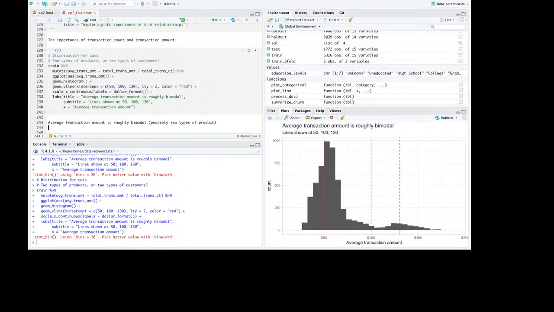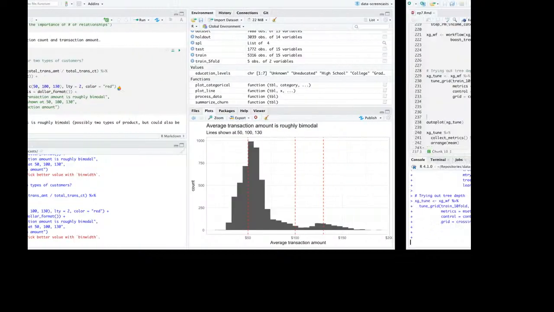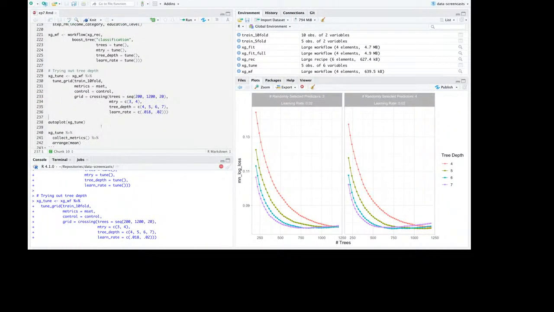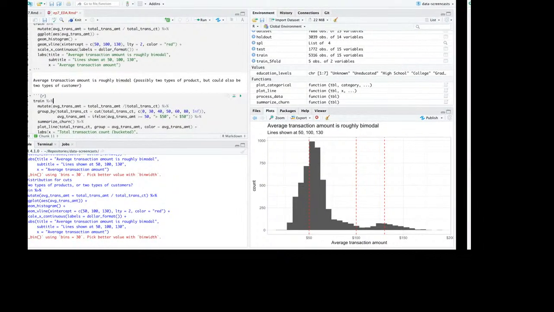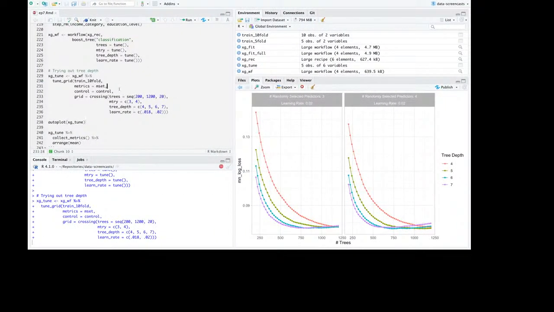Product. Oof, this is slowing down. Something about this, it's going slow. Make sure I have everything.